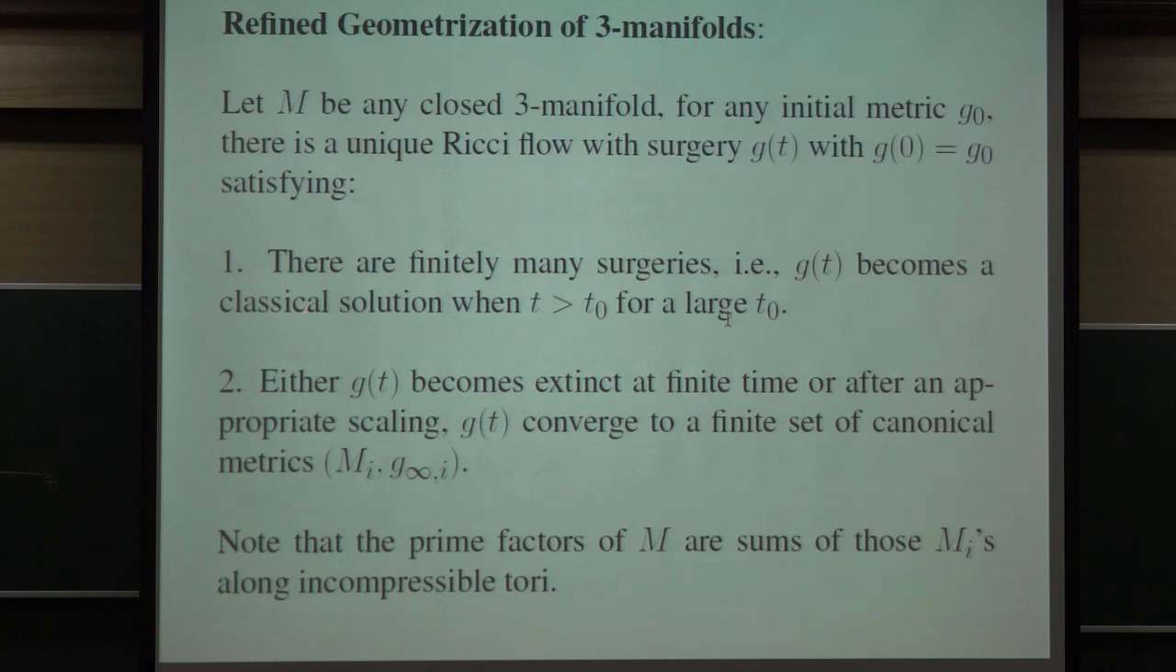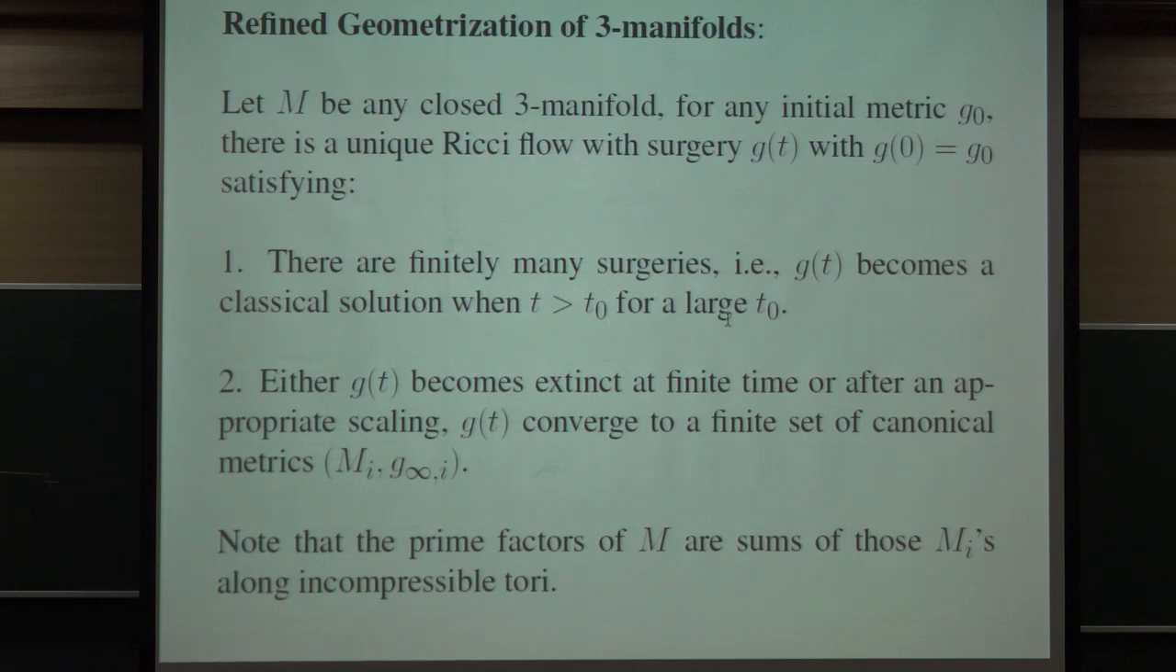So this means basically there are only finitely many surgeries. Perelman didn't prove that. And g(t) becomes a classical solution when t is large. Namely, there's no surgery after times sufficiently big. And then either g(t) becomes extinct at finite time, or after appropriate scaling, g(t) converges to a finite set of canonical metrics. So g(t) has a limit, and the finite set, the cut is along the incompressible torus.